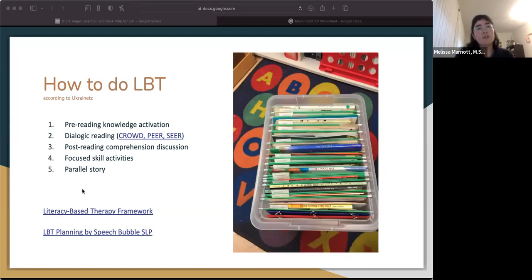But generally, Teresa Ukrainitz's system is a 5-step framework. And so the way that this looks, at least in Michelle's class where we collaborate, is each of these steps gets its own day of the week. And so I come in there every day. On Mondays, we do the pre-reading knowledge activation. On Tuesdays, we do the dialogic reading, and so on. And that's just the easiest way for me to break it up.